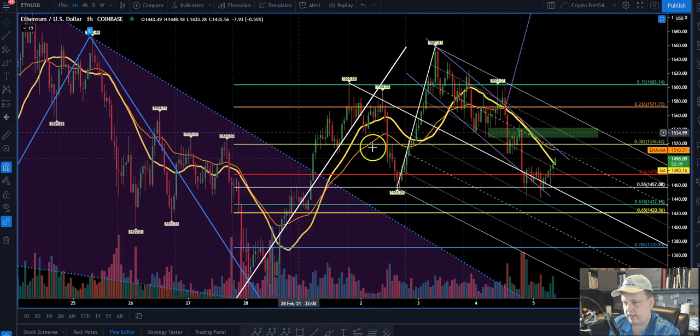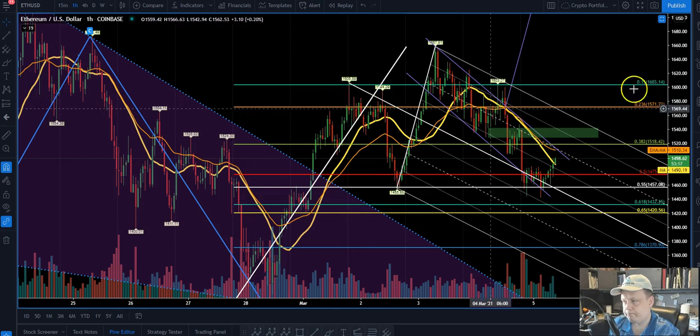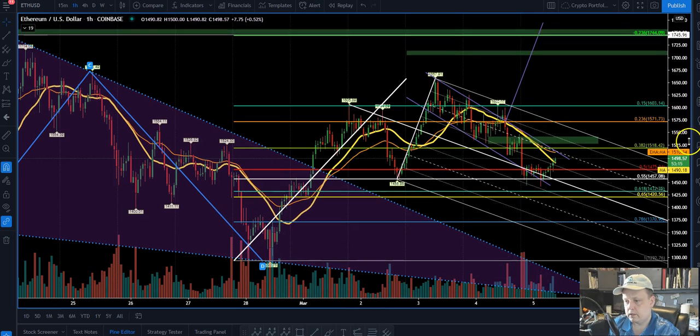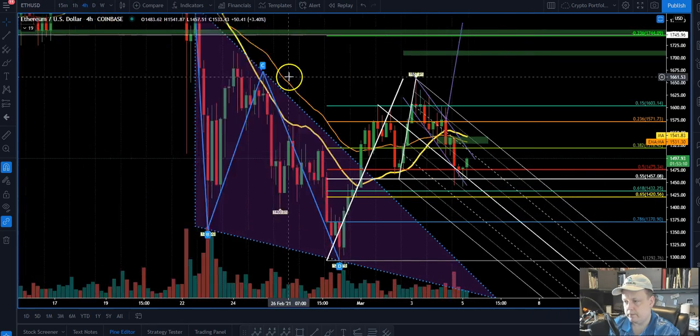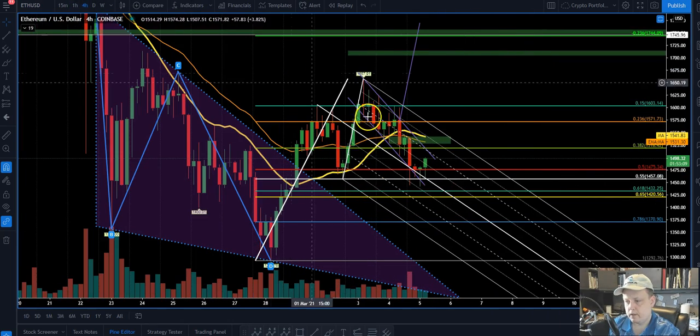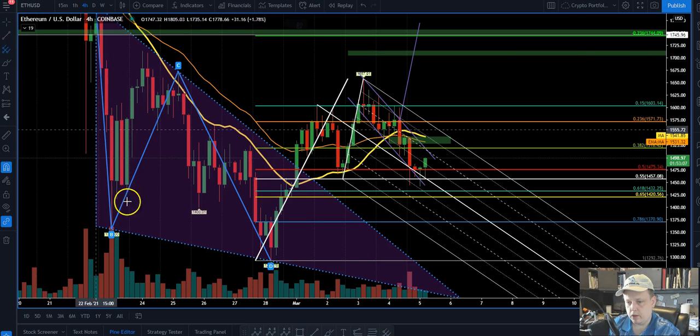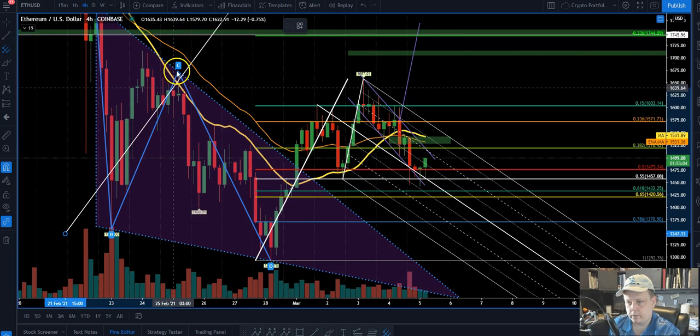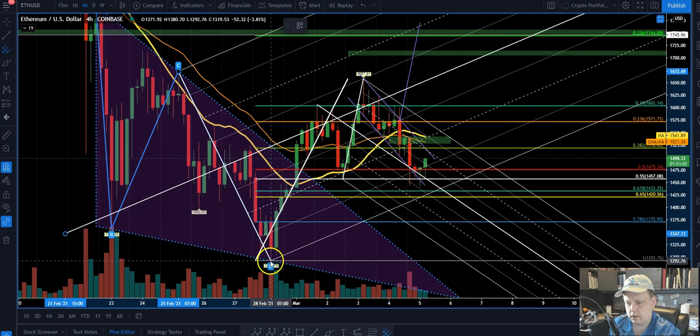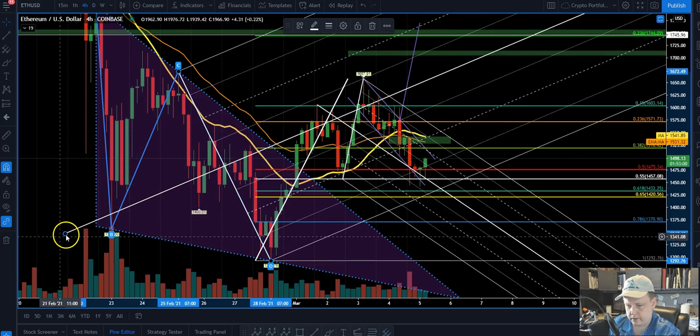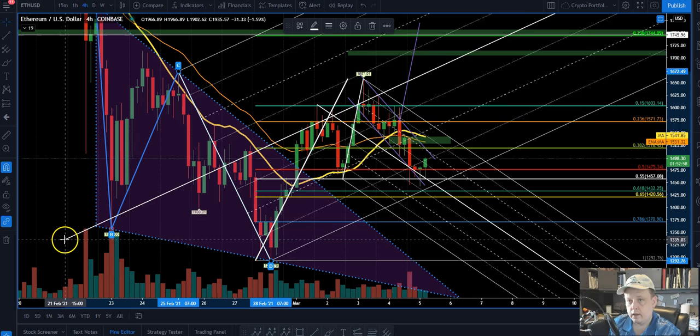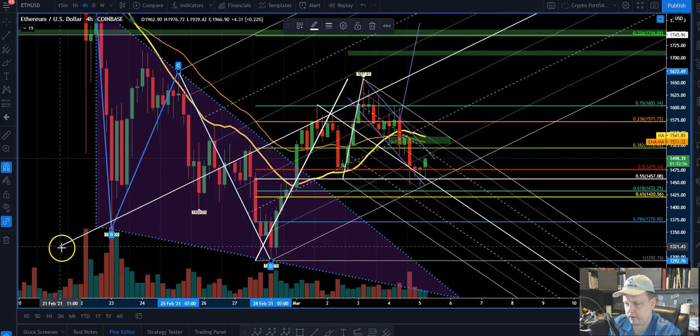Let's scale out a little bit. Higher time frame, see if it cleans up a little bit. Oh, I guess you could draw one from over here, from C to D. This is a higher time frame pivot pitchfork.